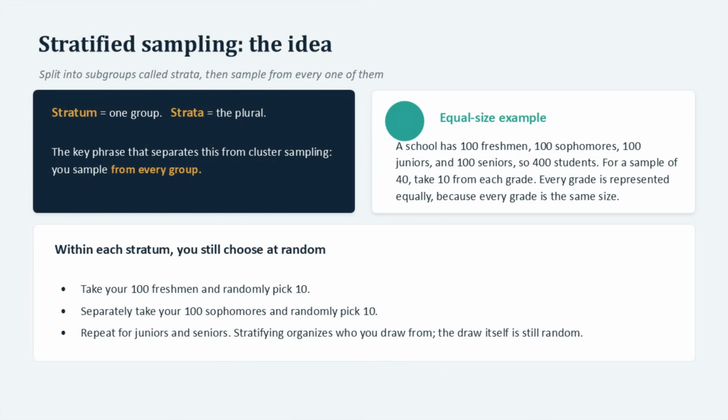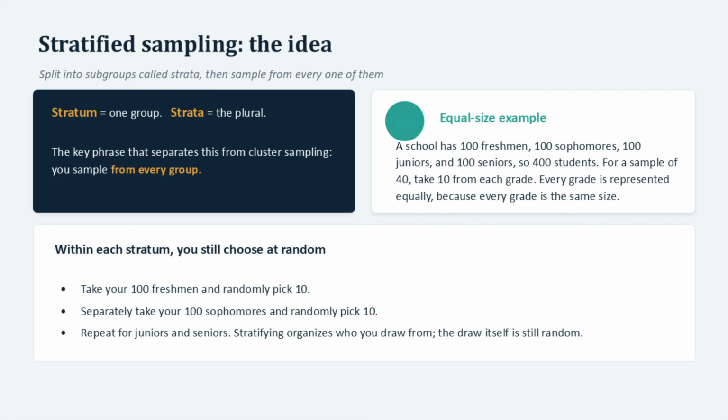Let's slow down and really understand this one, because stratified sampling is a powerful method. First, the vocabulary. A stratum is just one group. So if I divide students by grade level, all of those groups together are called the strata. With stratified sampling, we sample from every group. Now let's look at the easy version on the right. Imagine a school with 100 freshmen, 100 sophomores, 100 juniors, and 100 seniors. That gives us 400 students total.